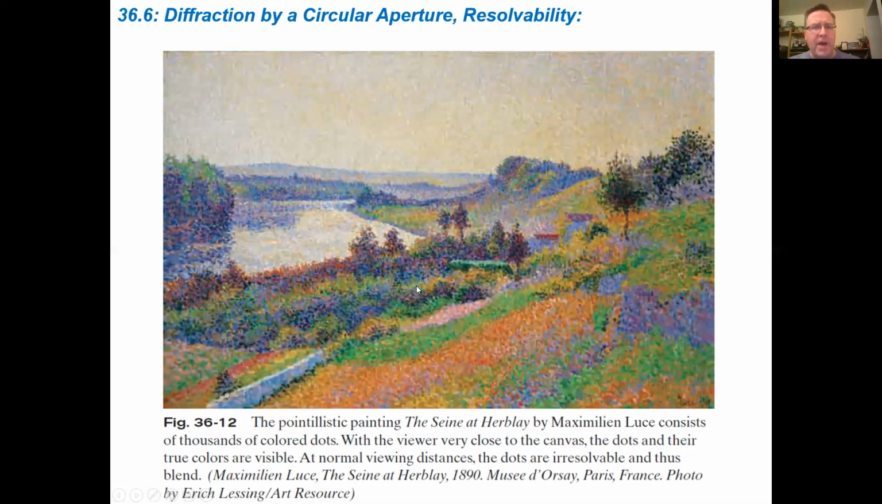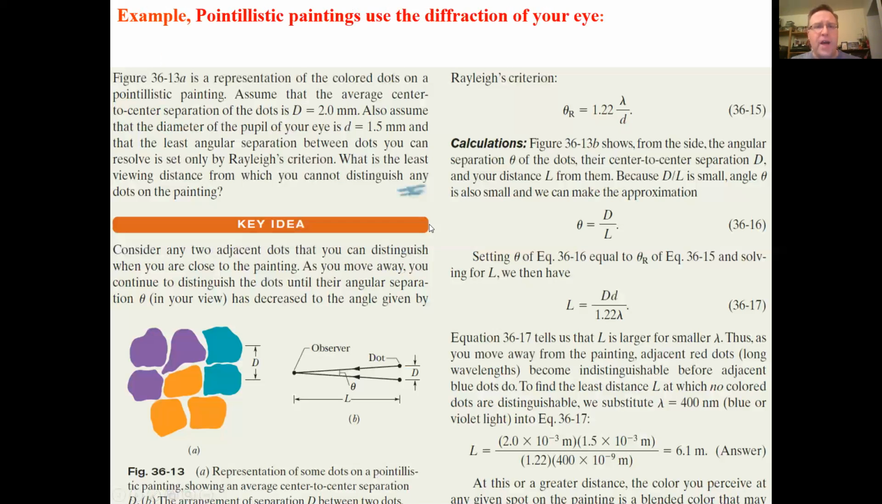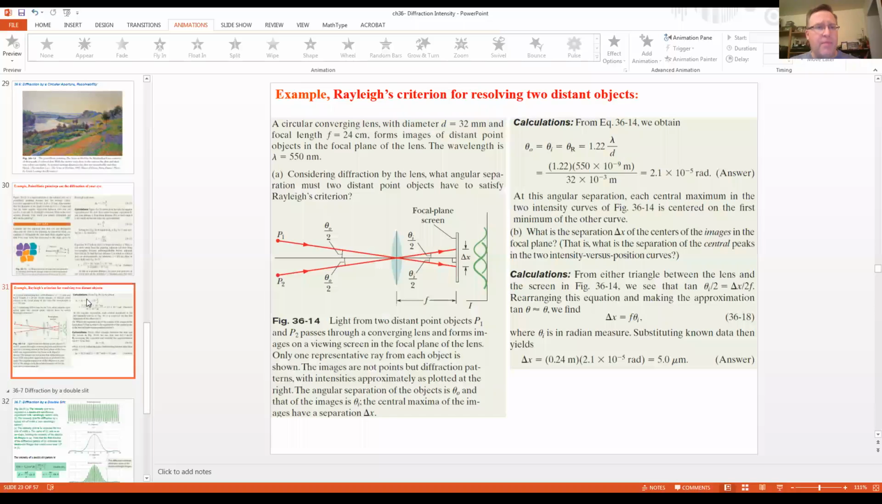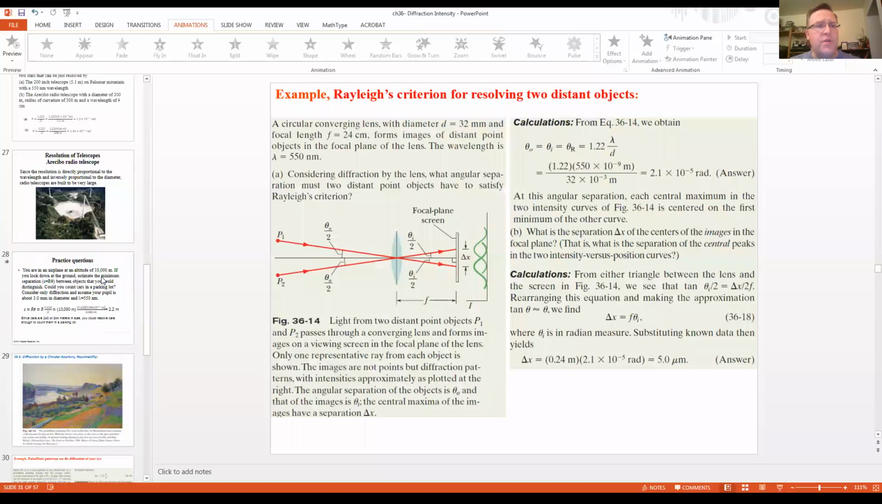The book example gives a representation of a pointillistic painting by Maximilian Luce, which is basically made up of thousands of dots. It provides an example where you're determining the Rayleigh criterion by which you could observe the separation between different blobs of paint, but effectively it's the same problem we just did. So take a look at this and see what you think, and I will stop here for diffraction through a circular opening.